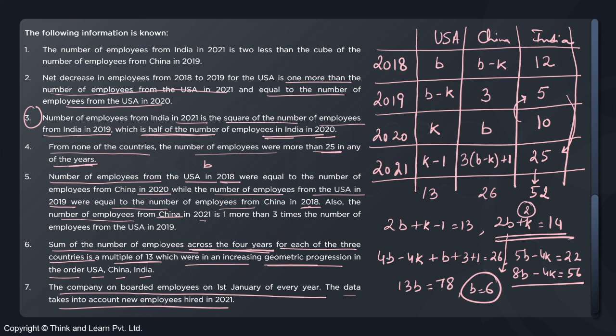So let's write down all the values. B is equal to 6. 6 minus 2 is 4. K is equal to 2. 2 minus 1 is 1. B is equal to 6, K minus 2, so that means 4. This is 3. B is equal to 6. And 3 times of 4, 12 plus 1 is 13. And that way we get all the values now. We just have to answer the questions.